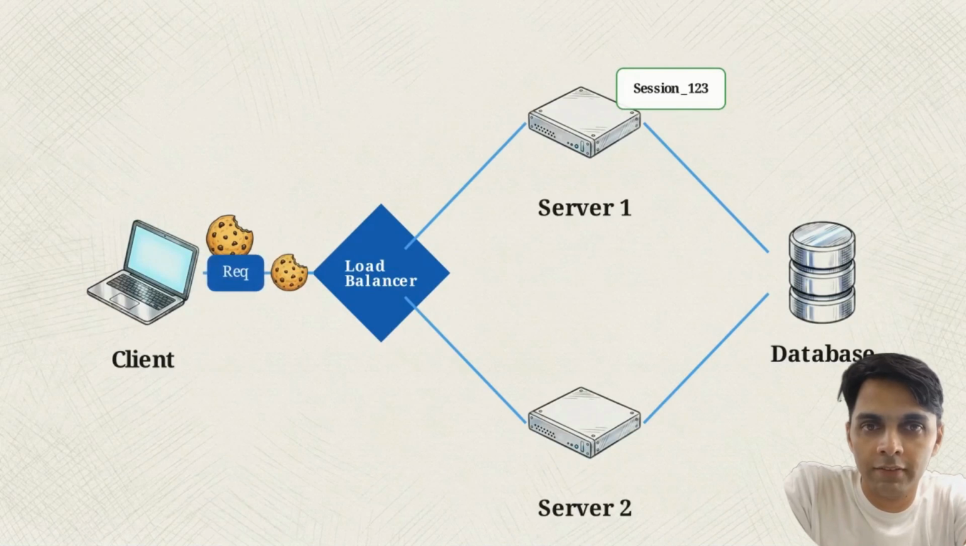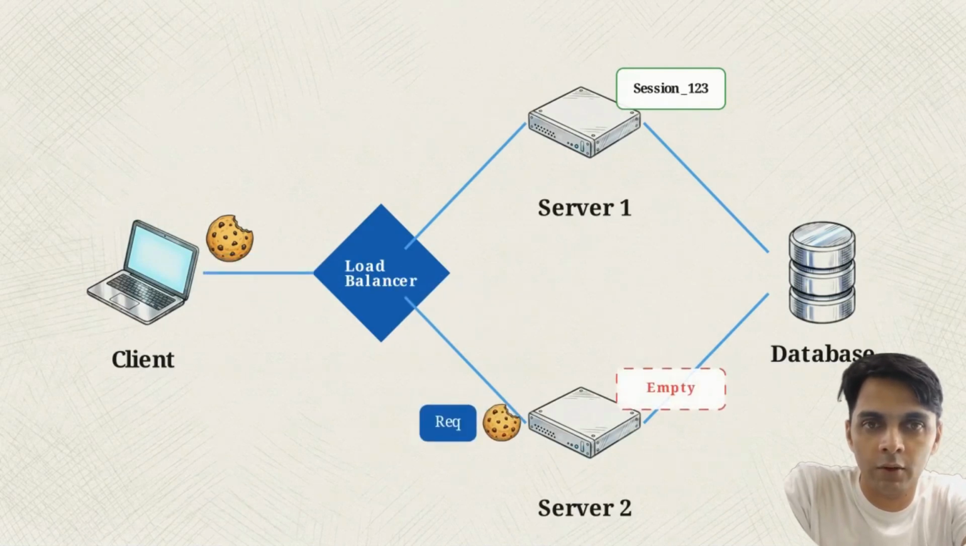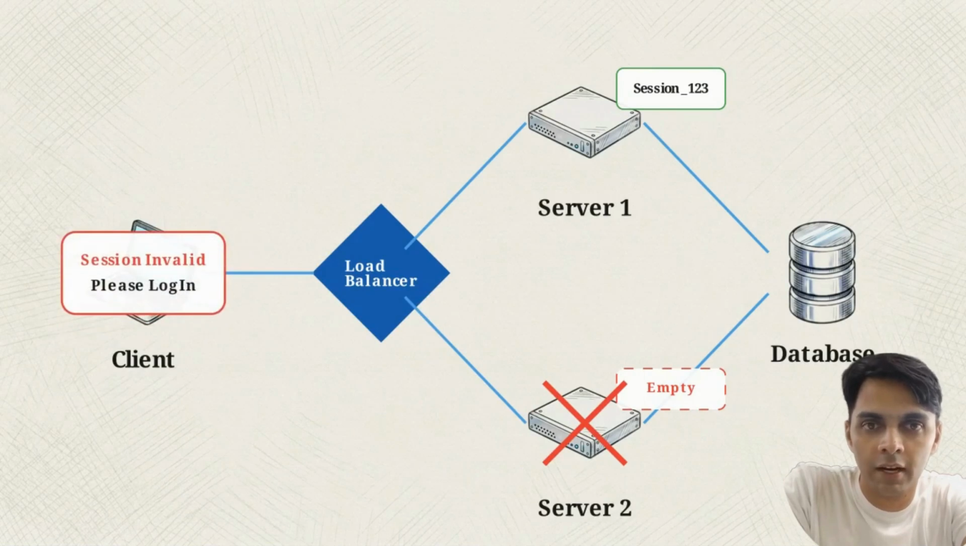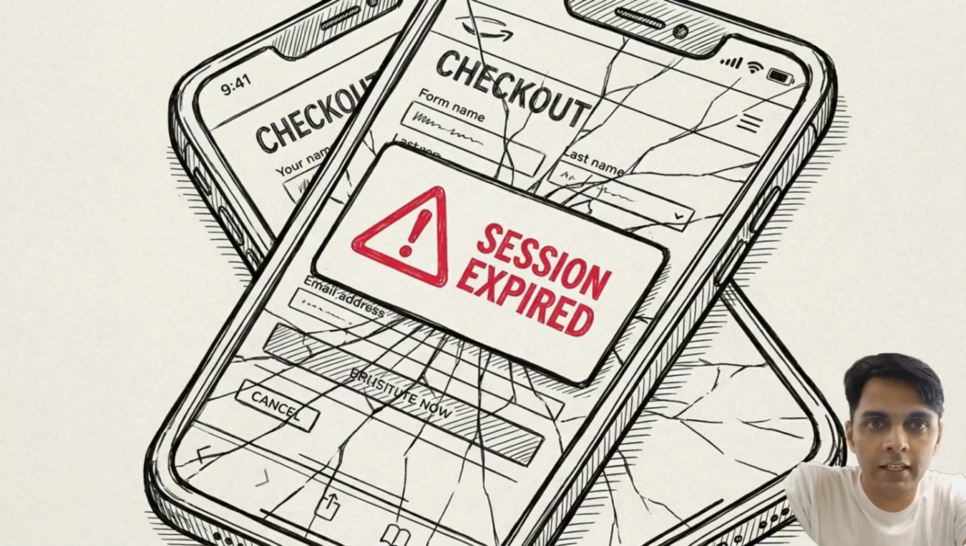That works until traffic spikes. To handle the load, we scale horizontally. We add a load balancer and a second web server. When that original user makes their next request, the load balancer routes them to the new server. But server 2 doesn't have the session ID in its memory. The system rejects the request and forces the user to log in again.